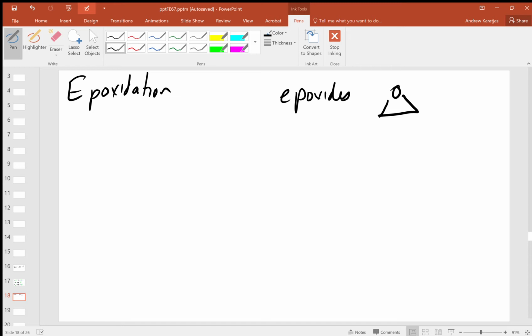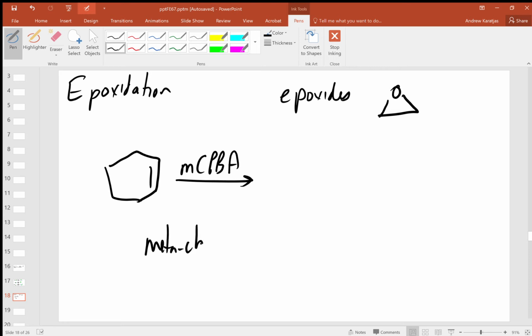But like many other three-membered rings, epoxides are generally not very stable. So the easiest way to make epoxides, and most used method, is to use MCPBA. MCPBA, which stands for meta-chloro-per-benzoic acid, has the following structure.